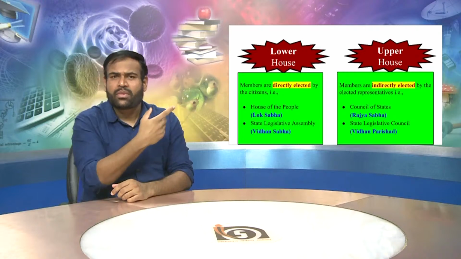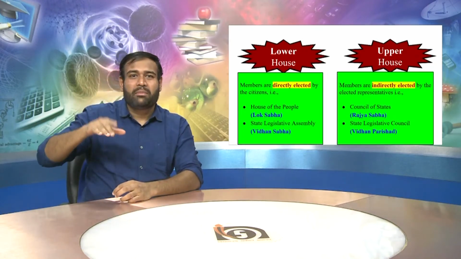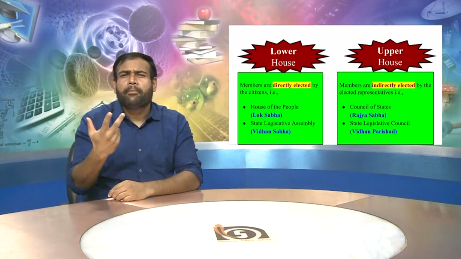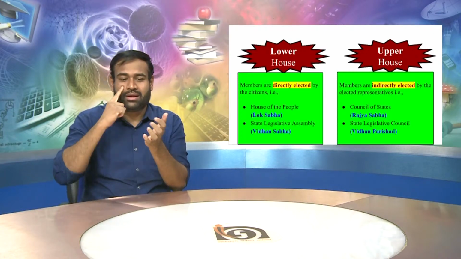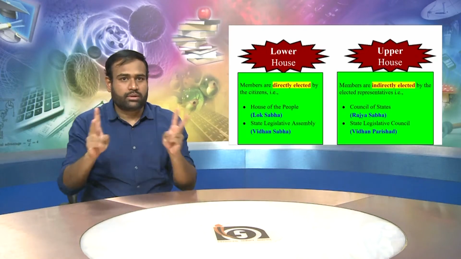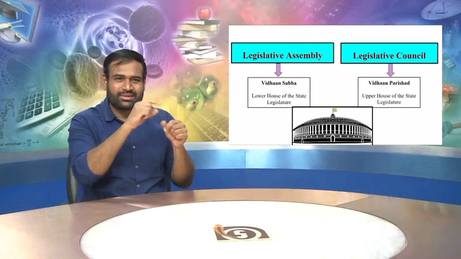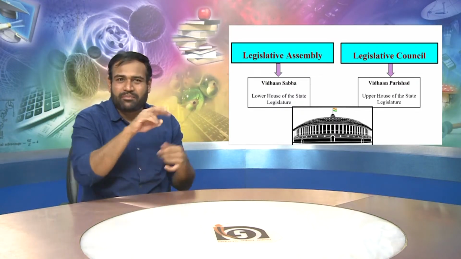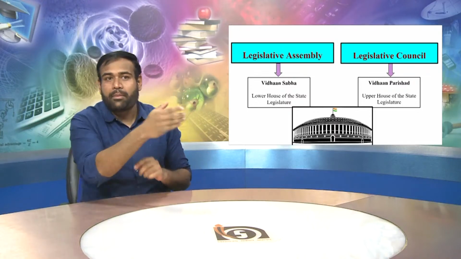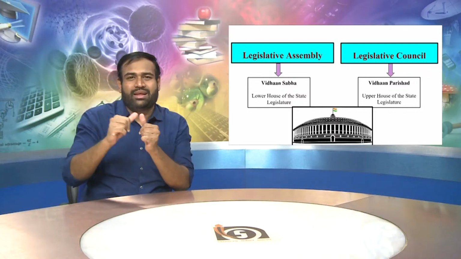And next is the upper house. In this, members are indirectly elected by the elected representatives. For example, the Council of States, Rajya Sabha, and the State Legislative Council, Vidhan Parishad. In this, people are indirectly elected. Legislative Assembly, Vidhan Sabha, is the lower house of the state legislature. And next, Legislative Council, Vidhan Parishad, is the upper house of the state legislature.